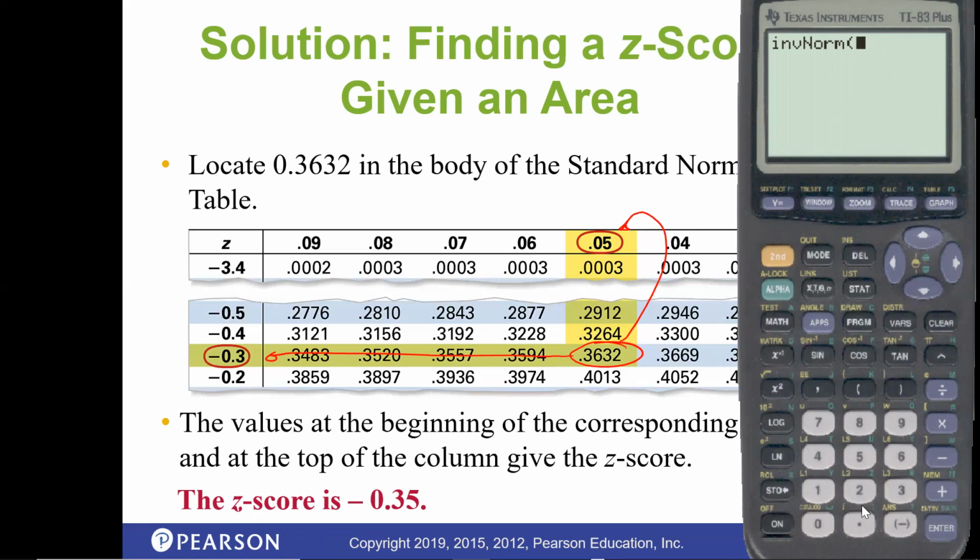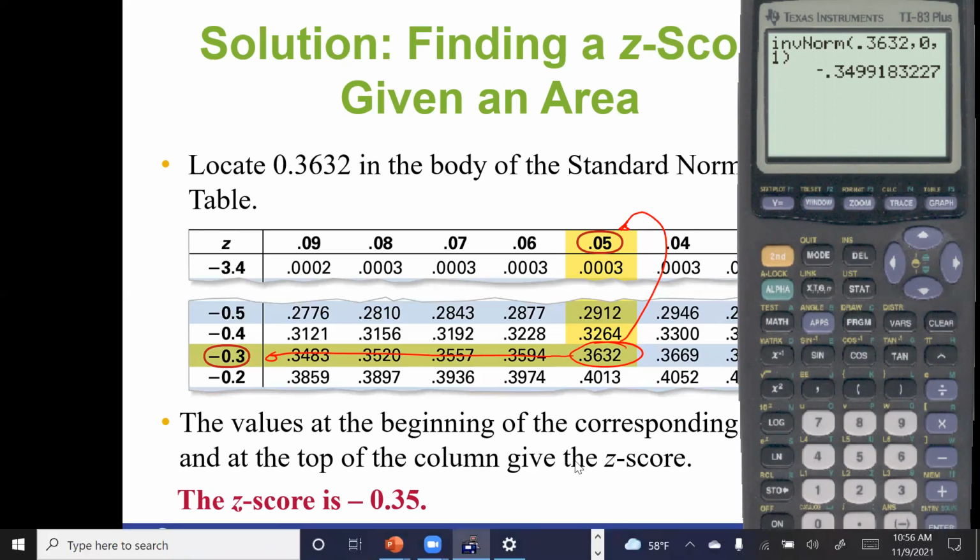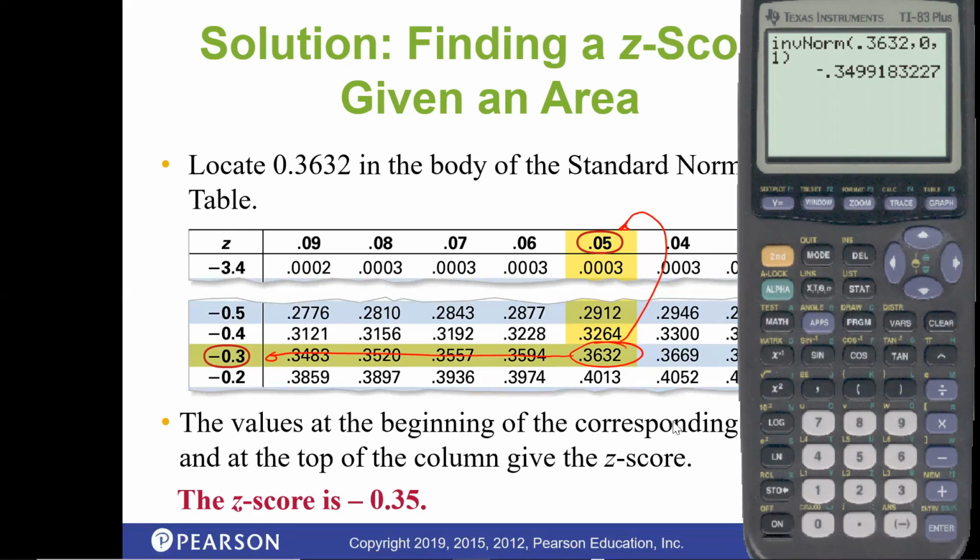All right, and we're going to pick 0.3632, comma. We're going to say our mu is still 0. Our standard deviation is still 1. Close it off, click enter. And we got ourselves, is that what we have? Yeah, again, it's not exactly negative 0.35. It's negative 0.3499, but pretty close. Okay, so there's the technology piece to it here.